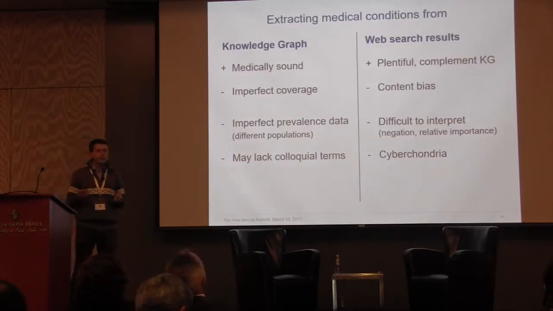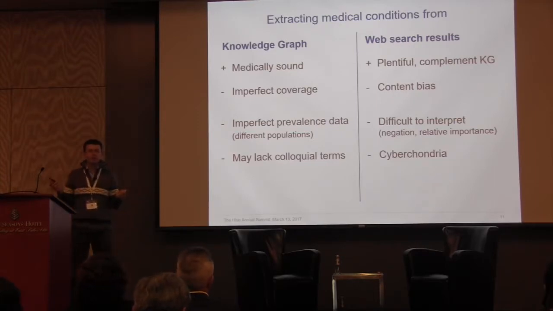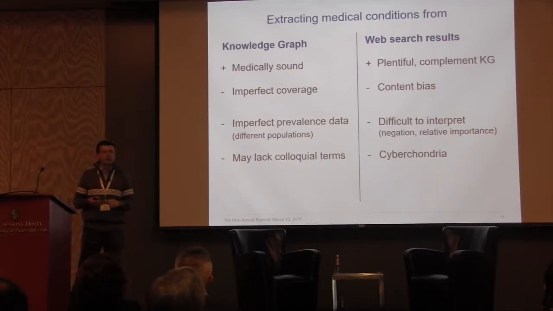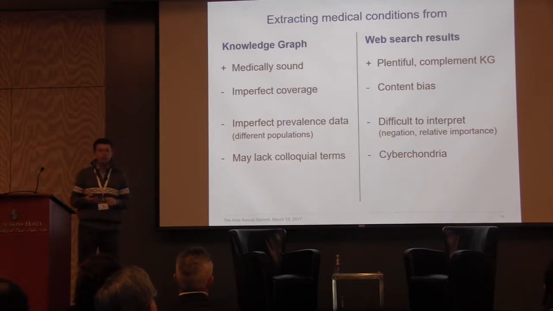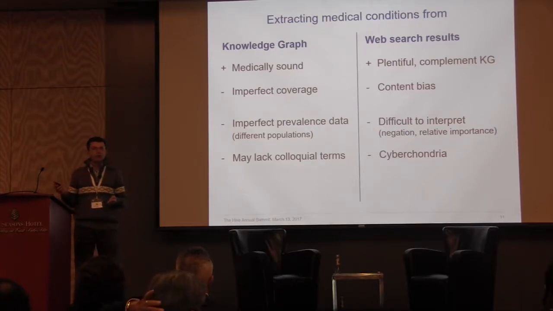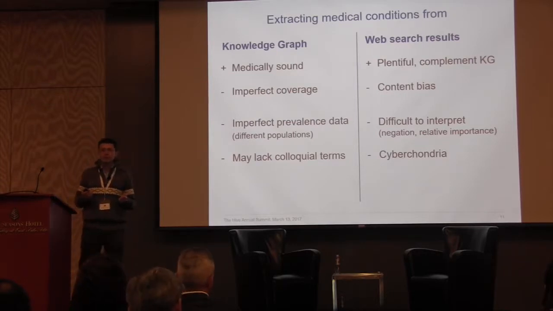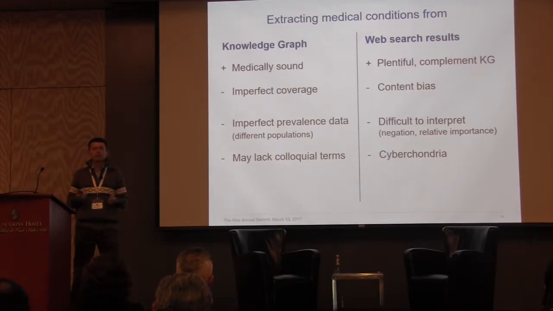So let's briefly talk about the pros and cons of using search results and the knowledge graph. On the knowledge graph side, well, it's extremely medically accurate. We went to great pains to verify everything we have automatically extracted with medical doctors. It has unfortunately imperfect coverage, nothing ever is perfect, and it may lack colloquial terms like nosebleed instead of epistaxis. On the web search side, while it's as plentiful, as voluminous as things could possibly be, there is content bias, which is, well, you know, the search results or the documents you find online are not entirely accurate 100% of the time. Sometimes they're good treatments, sometimes they're not good treatments. They're sometimes difficult to interpret, and there is cyberchondria.